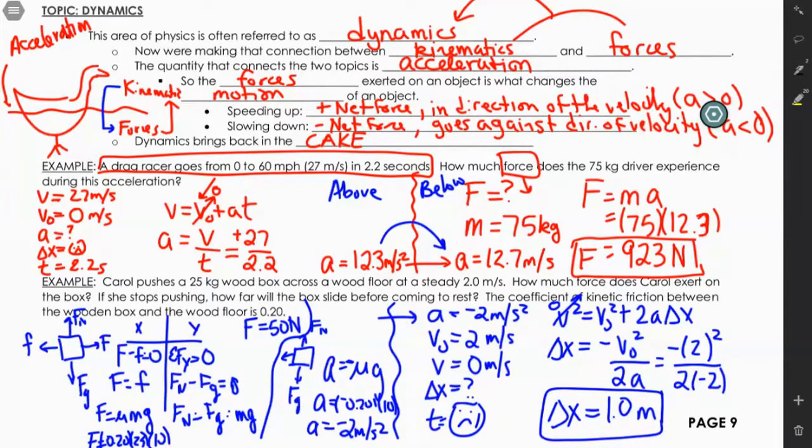So that's all Newton's laws, including the application to dynamics. All right, so now you should have everything you need to finish what you need to do prior to our test.